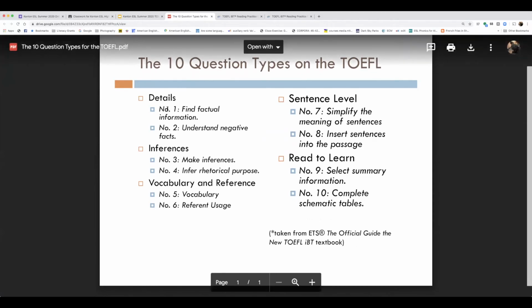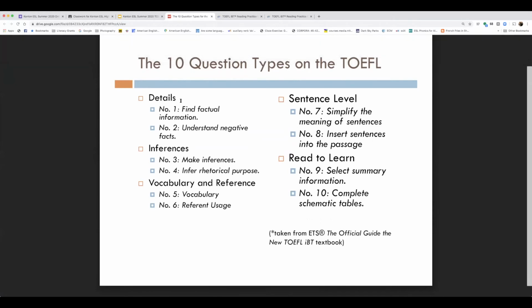Two types of questions you have are called detail questions. Detail questions mean finding information, so finding facts, for example. The second type of question is called understanding a negative fact. Now you might say, what in the world is a negative fact? Does that mean it's not happy? No, what it means is often you're given choices and you have to find which one is not true. You might have 4 choices and you have to find out which one is not the true answer. In this case, that can be a problem. It takes time to find out what's not true. Okay, so those are called detail questions.